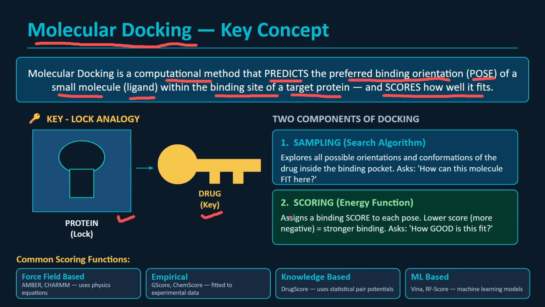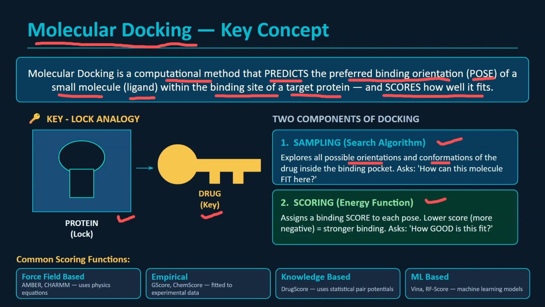So molecular docking has two components basically. Component one is sampling. The computer explores all possible orientations and shapes of the drug-like molecule inside the pocket. The drug can rotate, translate, and change its shape. This is the search step.